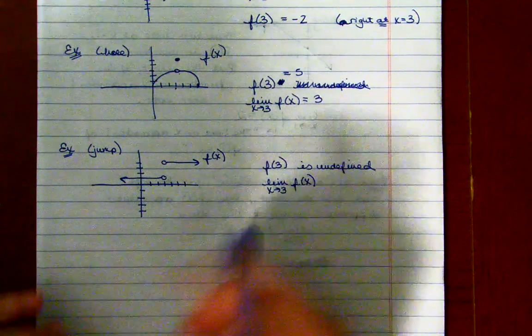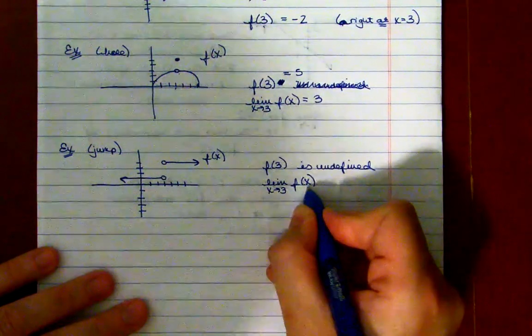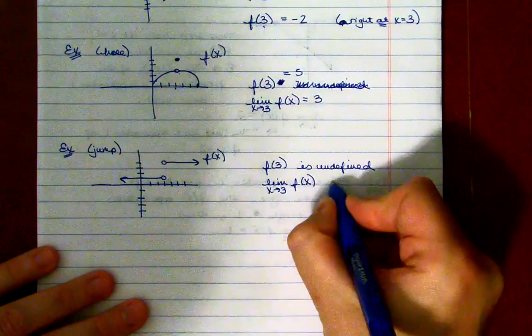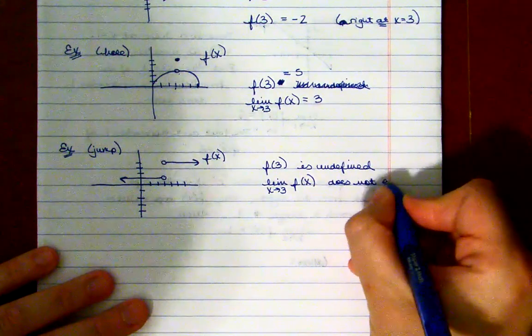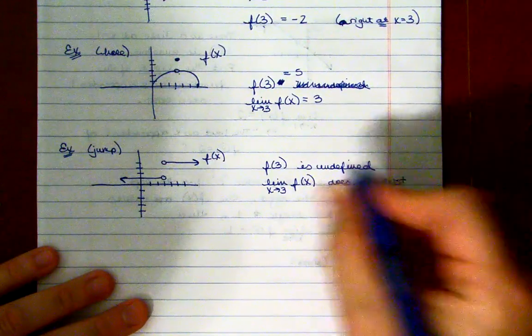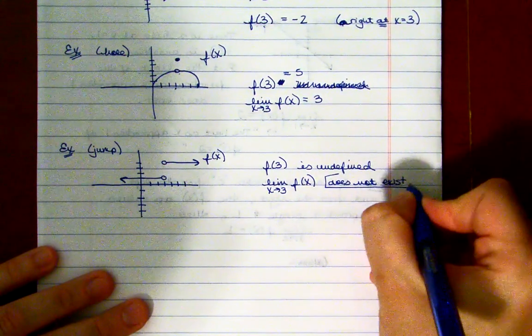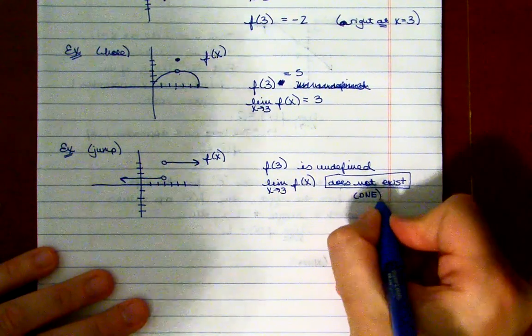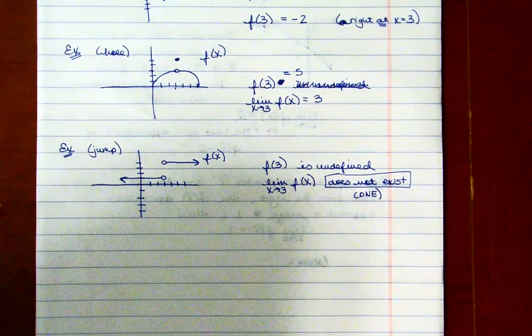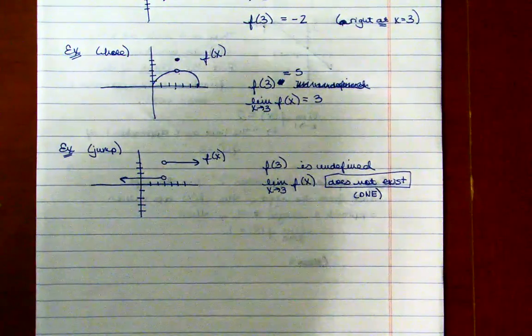What I have to say here is the limit as x approaches 3 of f of x. The language I'm going to use is does not exist. That limit does not exist, which sometimes I'll just abbreviate as DNE.